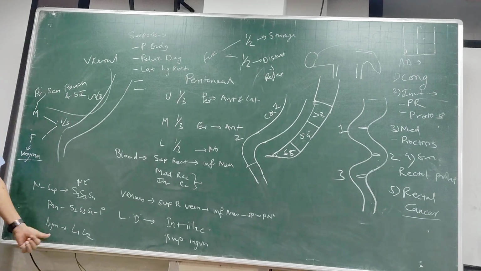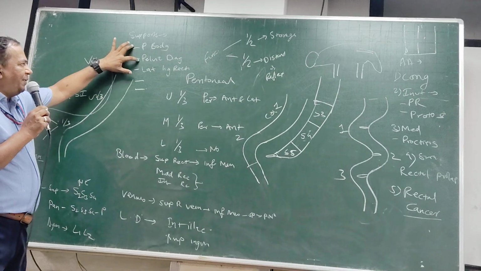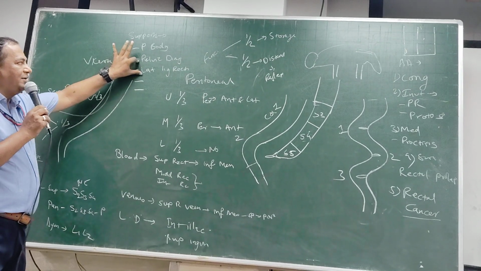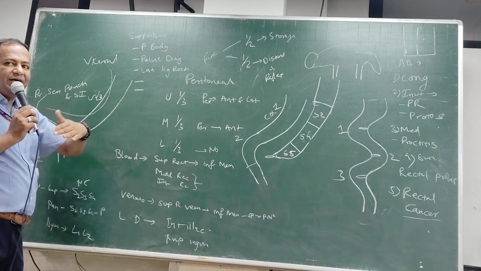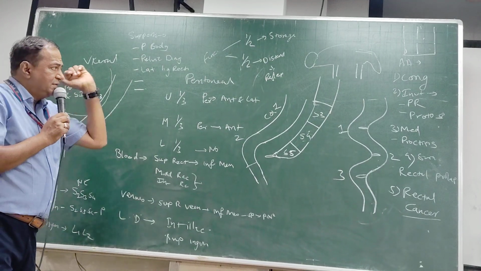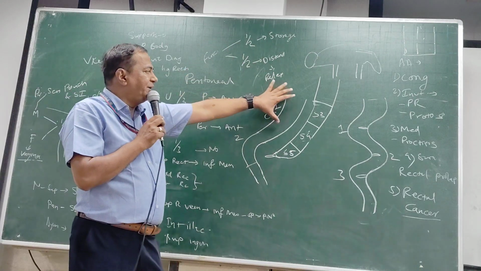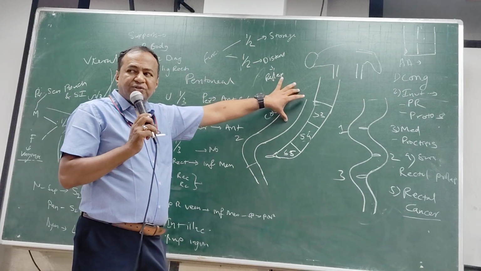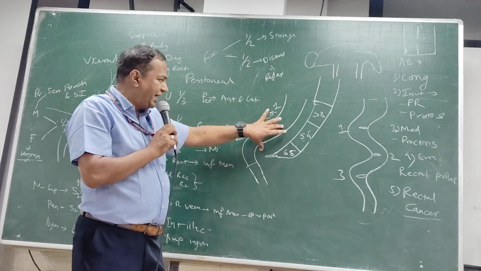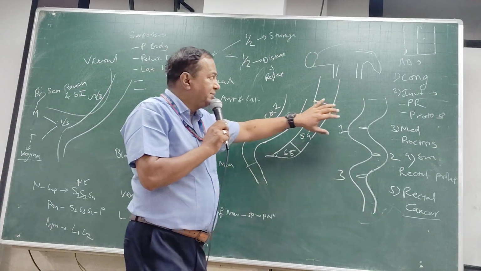Supports of the rectum: mainly perineal body, pelvic diaphragm, and lateral ligament of the rectum, and also the anterior and posterior fascia. Posterior fascia connects it to the sacrum. Functionally the rectum has an upper half which stores the stool, but when that stool sags into the lower half, it is distension which leads to the reflex.